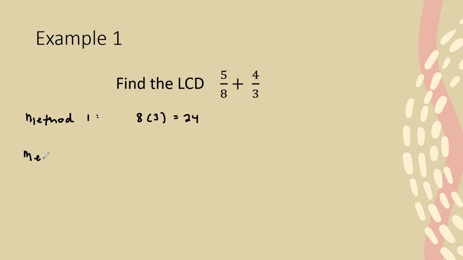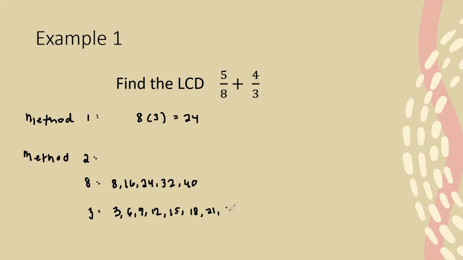If you wanted to use method 2, you would simply write out the multiples. So 8, 16, 24, 32, and let's say 40. For 3, it will be 3, 6, 9, 12, 15, 18, 21, 24, 27. So we see here that the lowest common multiple would be 24. Okay, so our LCD for this would be 24.